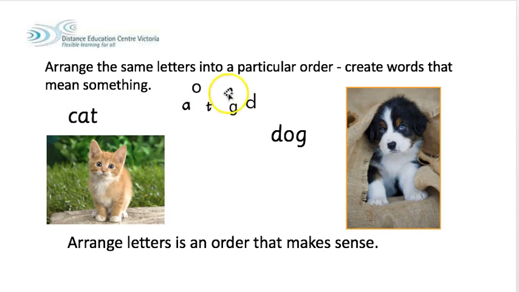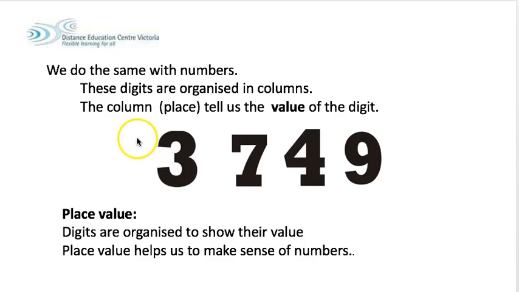Now, when we take these letters and organise them in an order that makes sense, we know that this is a cat, it has meaning. We know this is a dog, it has meaning. So the same if we take our other numbers, they're organised in columns. These columns are known as place value. Each column has a value.